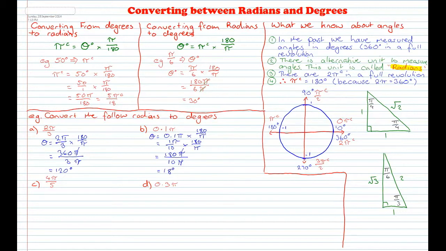So now what I want you to do is press pause and attempt the following questions, that is convert 4 pi on 5 to degrees and also 0.3 pi to degrees. Remember when you're done to press play so you can check your answers against mine.